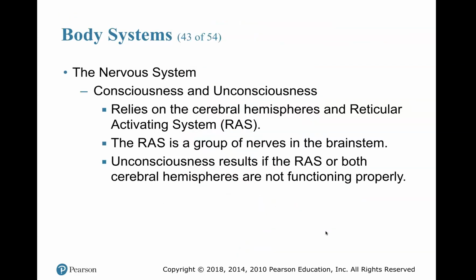Okay, consciousness and unconsciousness. It relies on the cerebral hemispheres and reticular activating system, or the RAS. The RAS is a group of nerves in the brainstem. Unconsciousness results if the RAS or both cerebral hemispheres are not functioning properly, which can be from a neurological effect. It could be from blunt force trauma. It could be from drugs and alcohol. Just depends.